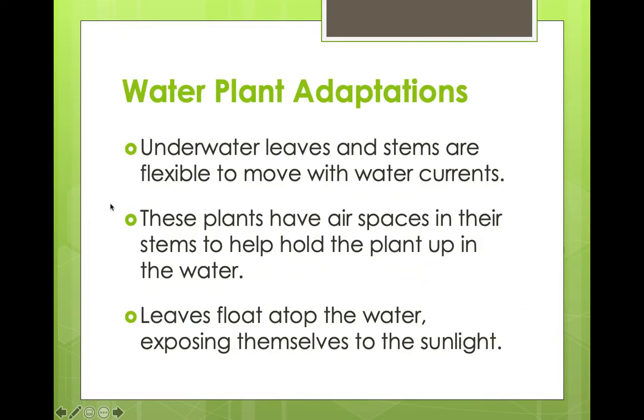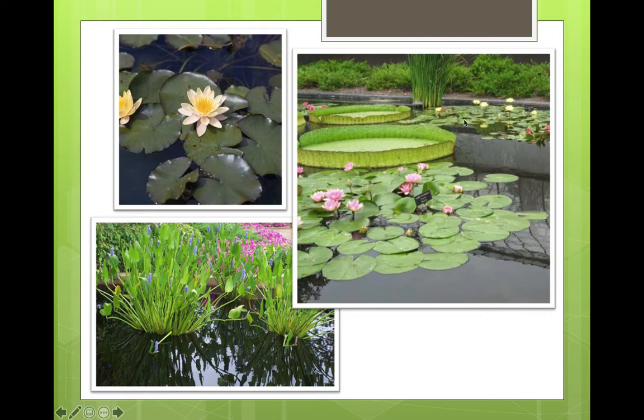Okay. So water plant adaptations. Underwater leaves and stems are flexible to move with the water currents. These plants have airspace in their stems to help hold the plant up in the water, just like this one. Do you see how the plant is right here and then the flower goes a little bit to the top?